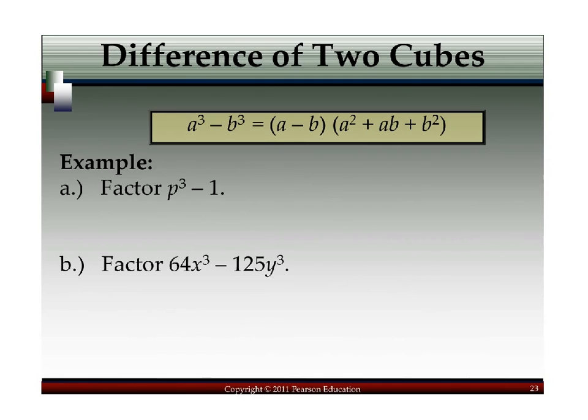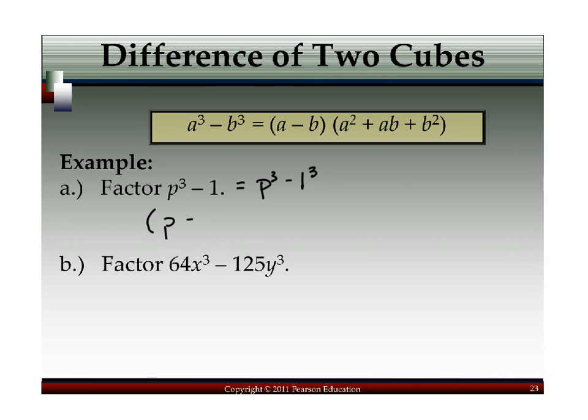Last thing I'm going to show you is the difference of two cubes. And just like the sum of two cubes, we're looking for what is our A and what is our B, and we're going to plug it into this formula here that we are given. So P cubed and 1, you can cube that or square that or anything, and it still stays 1. So P is my A and 1 is my B. And so it splits out like this.